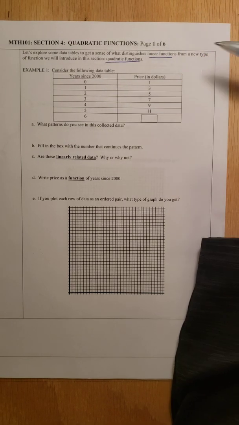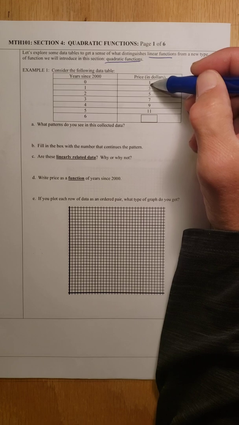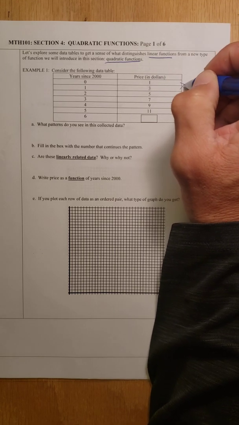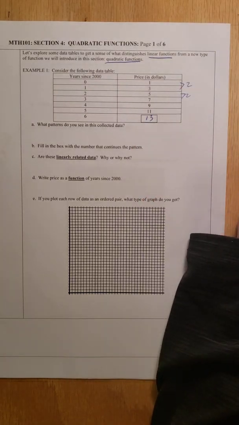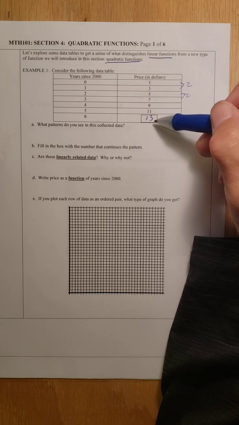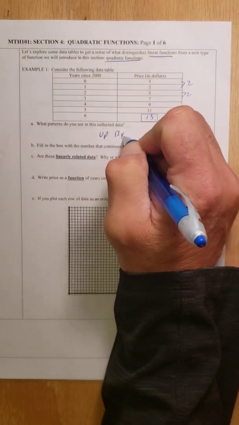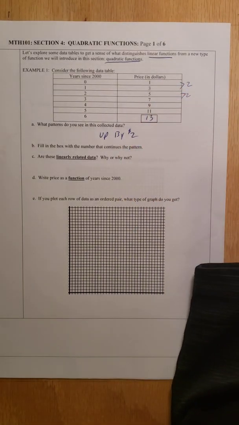So if we consider this data, here are the years since 2000: 0, 1, 2, 3, 4, 5, 6, and then the price in dollars is this. And if we notice, what do we see? The price went up by 2, up by 2, up by 2, up by 2. So we would think this would be 13, right? What patterns do you see in this collected data? Looks like it's going to go up by $2.